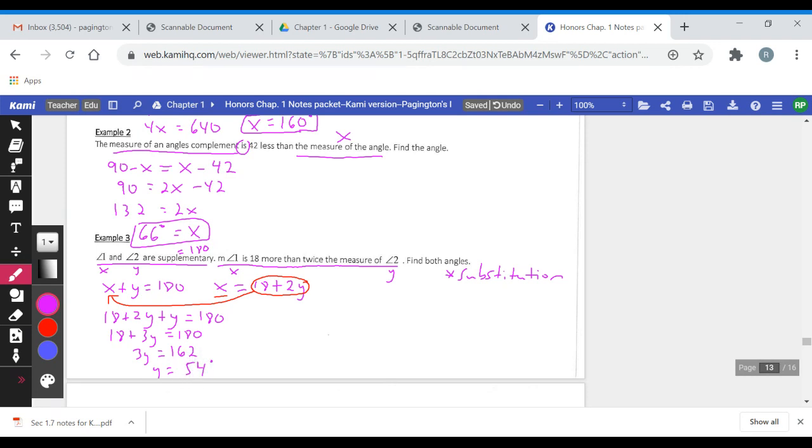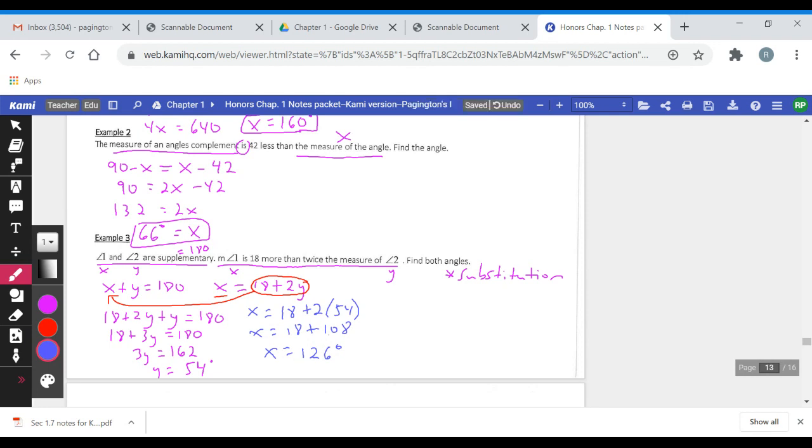Again, if you pay attention to the directions, it says find the measure of both angles. We found one of them. And so I need to plug in to solve for the other one. So when I do that, if I know that y is 54, I can come over here and figure out what x is. And I can say 18 plus 2 times 54, which gives me 18 plus 108, which gives me 126 degrees.